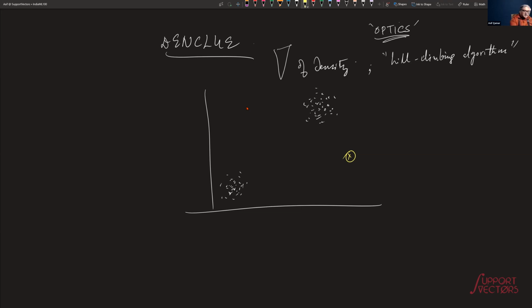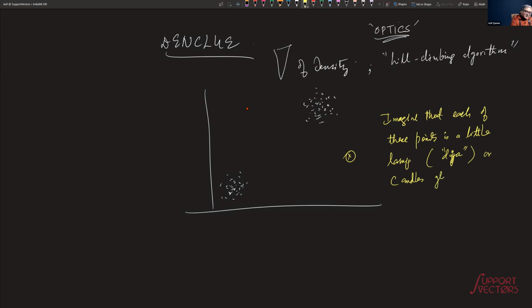Imagine that each of these points is a little lamp, right? A diya. In India, we have these beautiful little diyas. So imagine that they're beautiful. These are just tiny little lamps or candles, glowing.